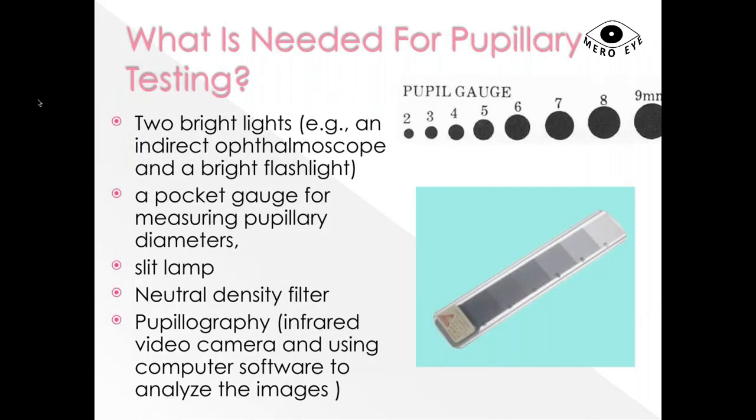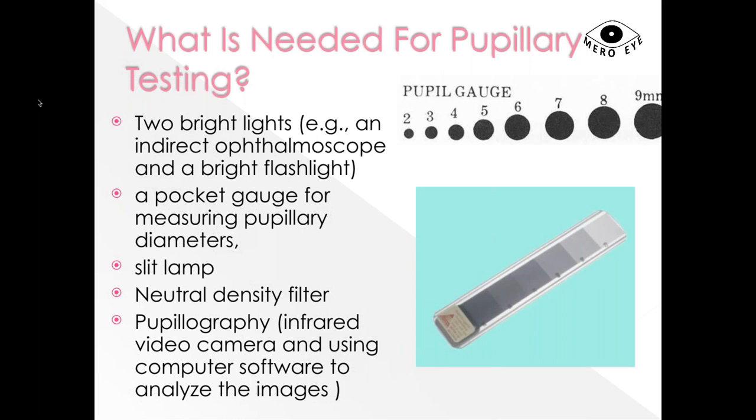So what are the instruments required for pupillary testing? First thing we require is a bright source of light. That could be an indirect ophthalmoscope, or simply a bright flashlight. To measure the size of the pupil, a pupil gauge can be quite helpful. A pupil gauge is like a scale on which the sizes of the pupils are drawn. When we place it near the pupil, we can roughly say that the pupil is around 2 millimeter or 5 millimeter by comparing with the pupil gauge.